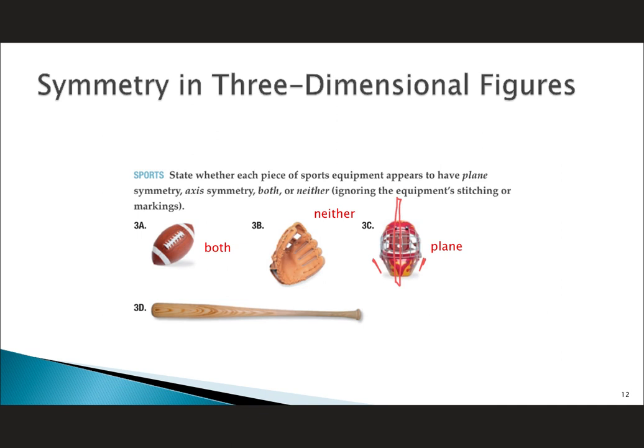All right, last but not least, the baseball bat. Decide in 5, 4, 3, 2, 1. It is both. And you can probably see it without me drawing it, but I'll try to anyway. The axis is going along the middle here. And then if you took a knife to the bat and cut it, you have plane symmetry down the middle.